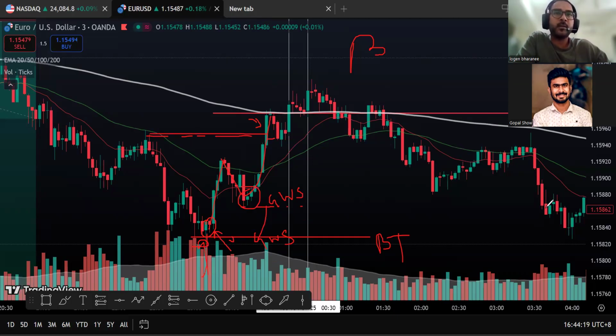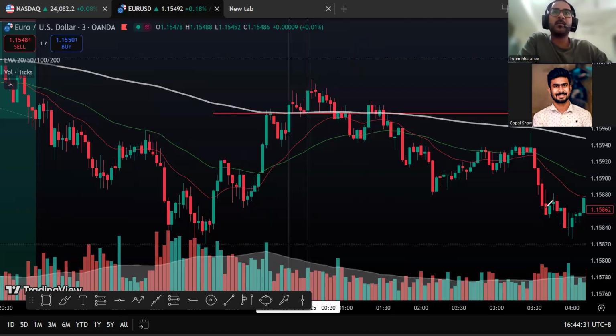Okay, understand? So that is the difference between the buyer's temporal support and the established support. Understand? Yes, so this is a logic. So this is a logic.